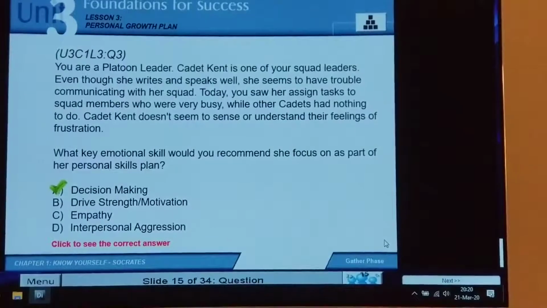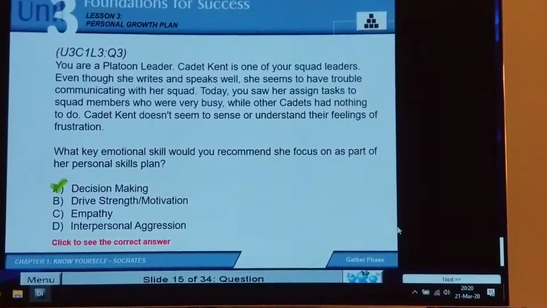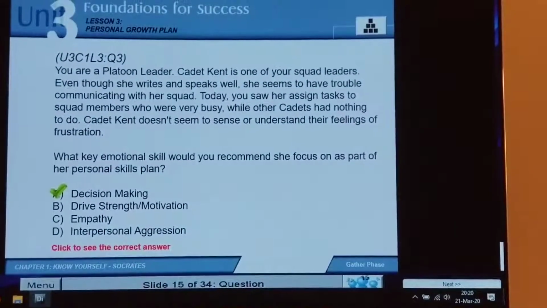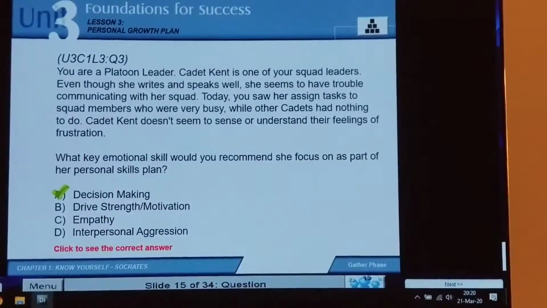Correct answer is A, decision making. As you can see up there, she had some squad members that she was leaning too heavily on and having to do all the work, while others sat around and watched the work happen. That is a decision making issue.